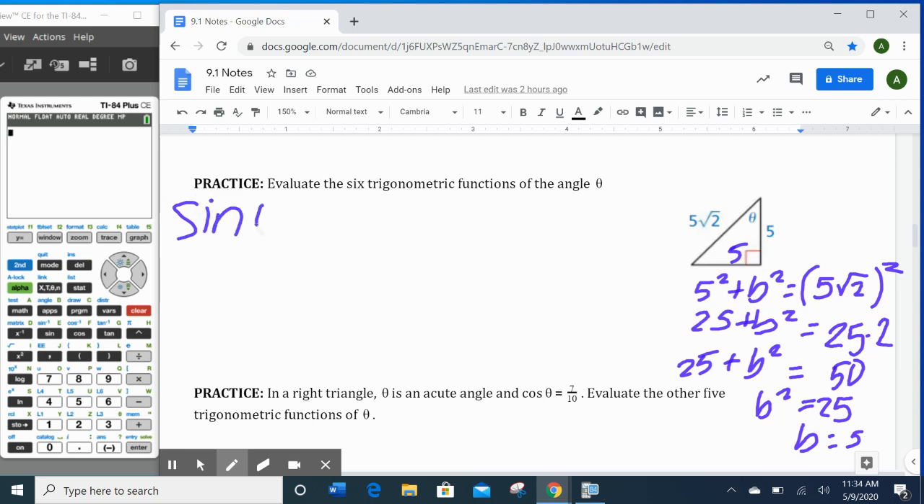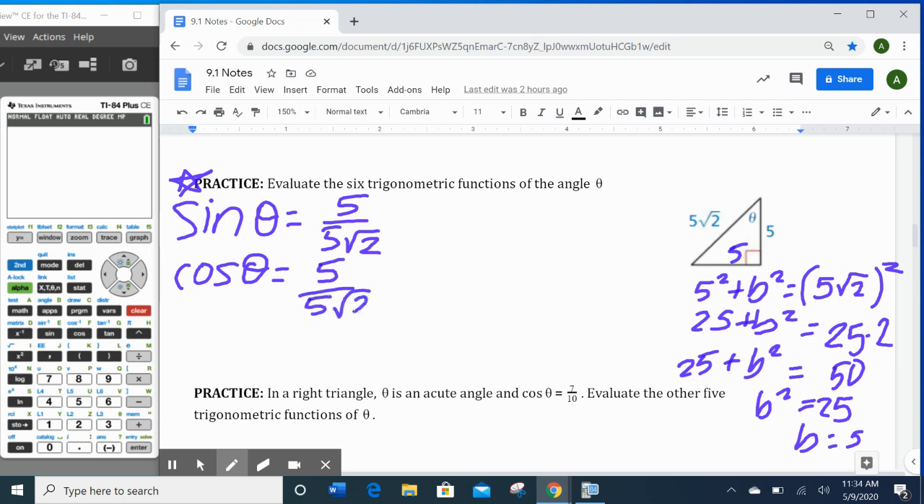We'll run through these. Pause the video if you want to, or if you've already done it, just go over your answers. Sine is opposite over hypotenuse, which is 5 over 5 root 2. I am going to rationalize the denominator, I'm just going to come back to that. Cosine of theta is equal to adjacent over hypotenuse, which is also 5 over 5 root 2, which I will rationalize. I'm just going to come back to it. The tangent of theta is opposite over adjacent, which is 5 over 5, which is simple enough to simplify to be 1.